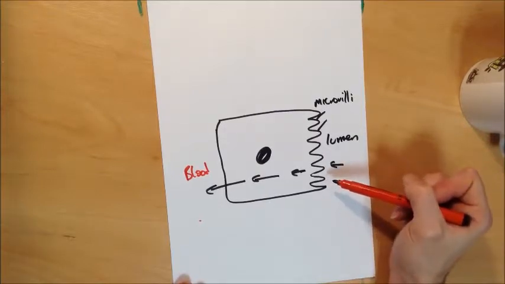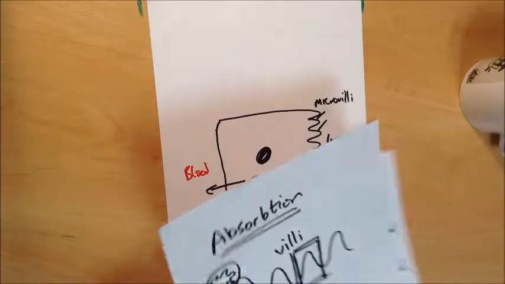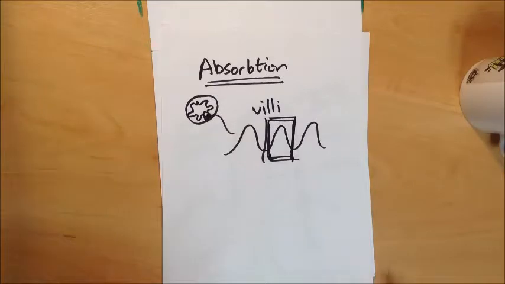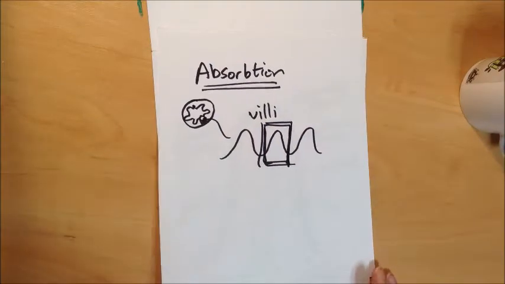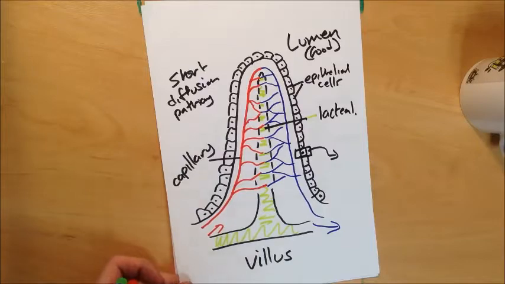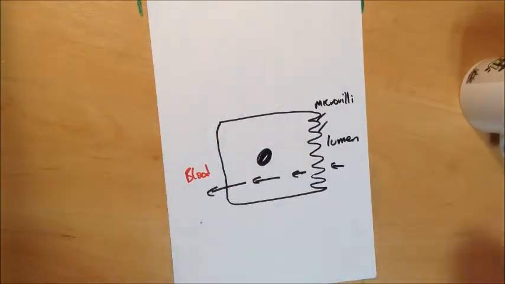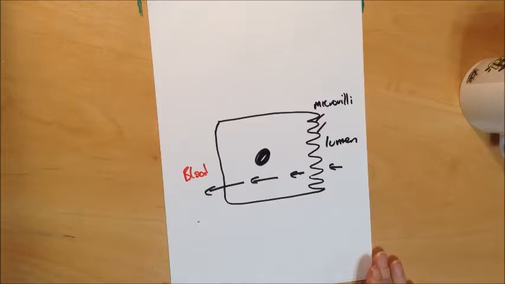So we've seen that there's a lot of different levels of zoom on our diagrams here, and I'll just go through them in quick succession. We've got the folds in the small intestine. Those folds are folded into villi. If you zoom in on one villus, it looks like this. And if you zoom in on one of those epithelial cells, you can see that it's folded even further into microvilli to increase the surface area. So you've got maximum surface area for absorption there.